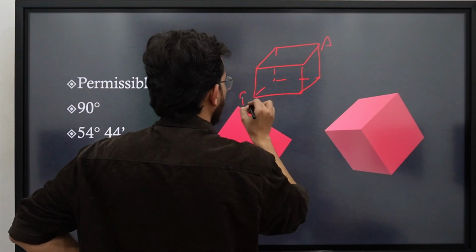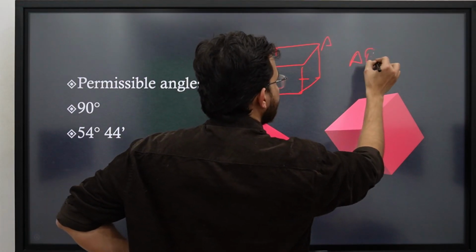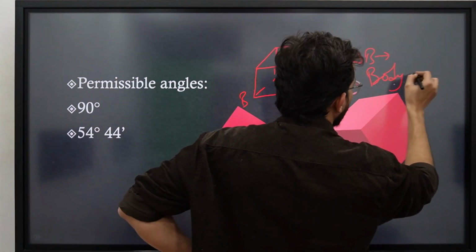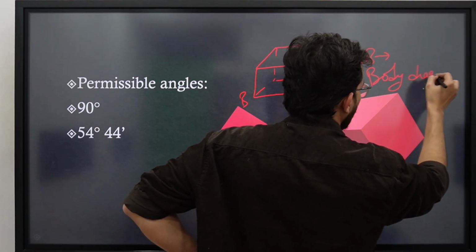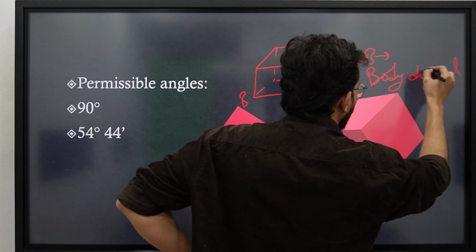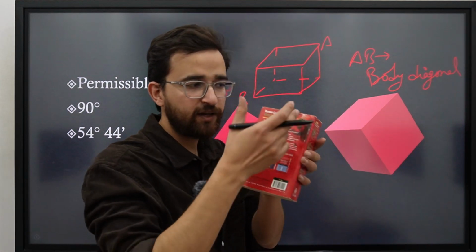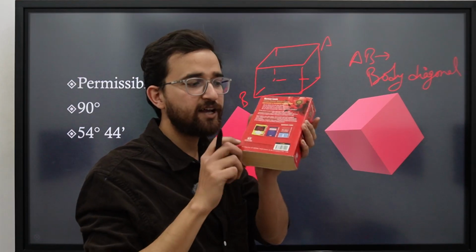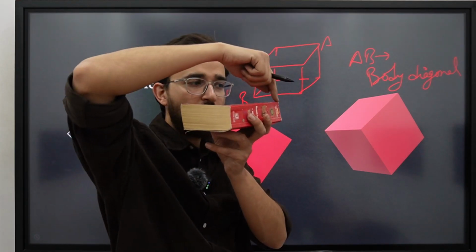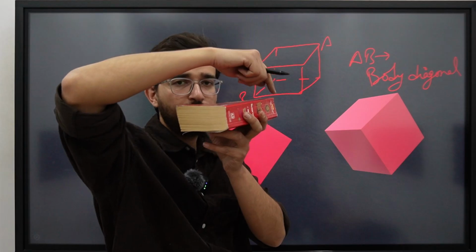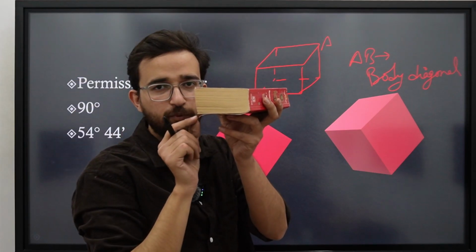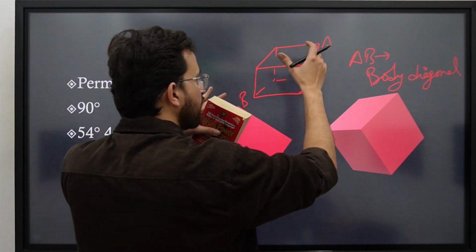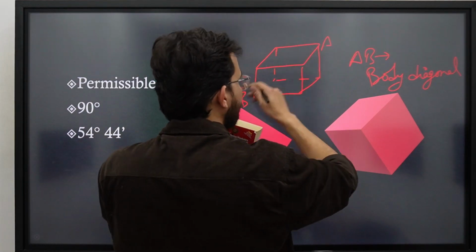A and B. So if you combine this line segment AB, this is called the body diagonal. A diagonal is something that joins the opposite ends of a face. A body diagonal joins the upper vertex of the cube with the exactly opposite vertex at the bottom of the cube.